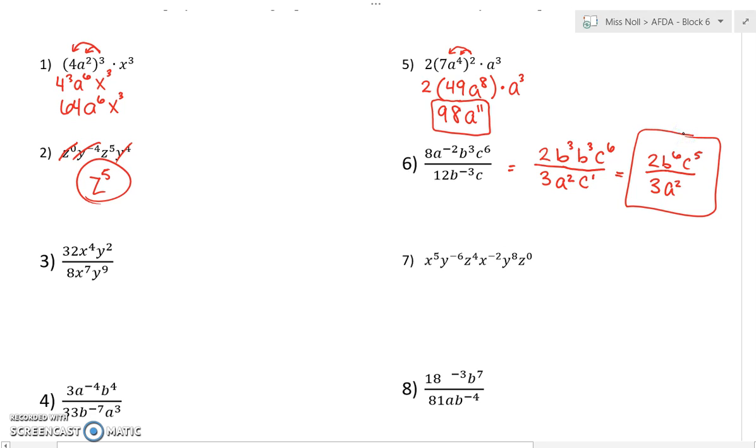So the rest from there are pretty similar. I'm thinking you can figure this out on your own. I don't know why this is missing a variable, but there should be an a right there. Oops, sorry. There should be an a right there.